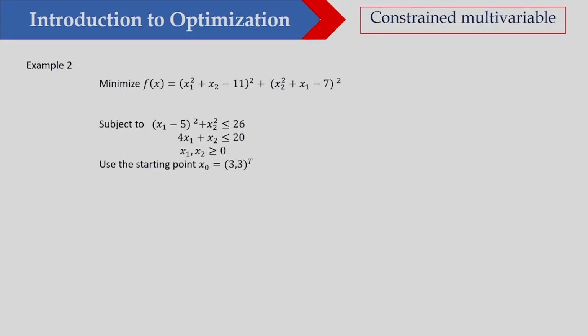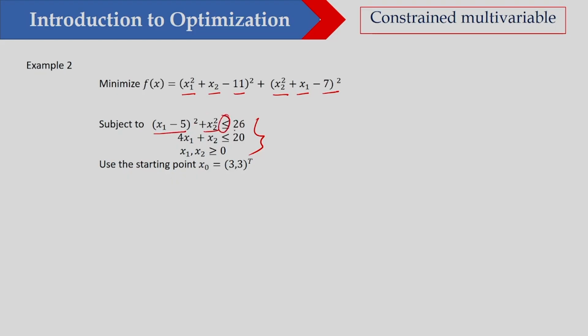Now, let us see this particular problem. This is also a constrained optimization problem, and I will solve this problem using the fmincon function of Matlab. Here the objective function is (x1 plus x2 minus 11) whole square plus (x2 square plus x1 minus 7) whole square, and we have a total of 2 constraints, and the first constraint is (x1 minus 5) whole square plus x2 square less than equality type.